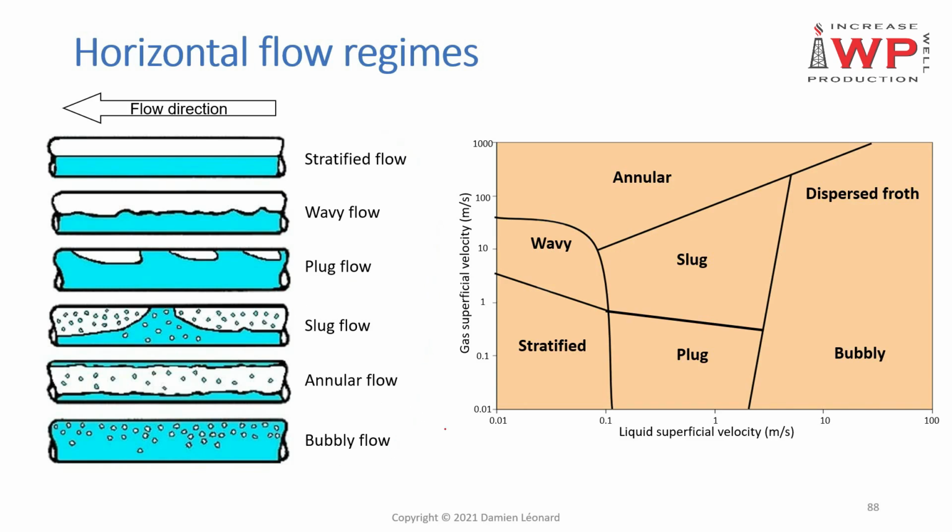Like for vertical flow, you also have flow pattern maps to describe these horizontal flow regimes. It is the same principle. You've got two axes, one with the liquid superficial velocity and one with the gas superficial velocity. If you take a section over there, if you know your liquid and your gas velocity, then you can see where you are on this map and see that you are in slug flow.